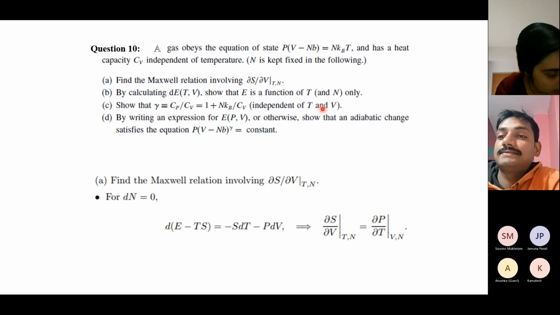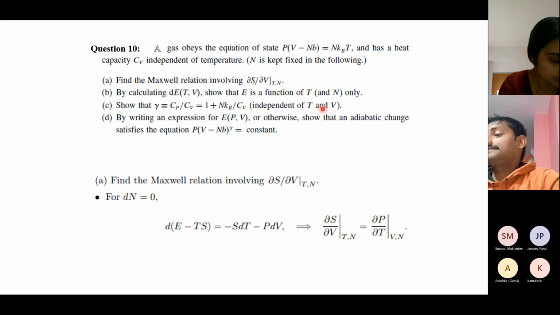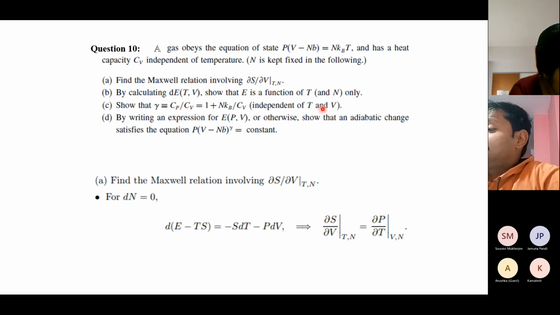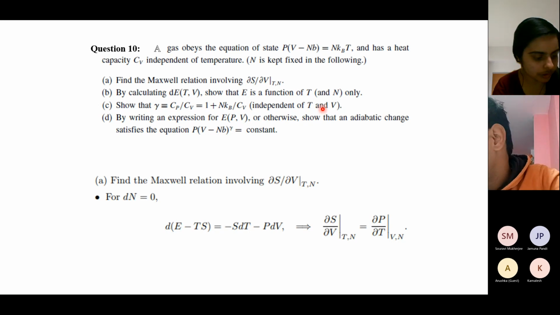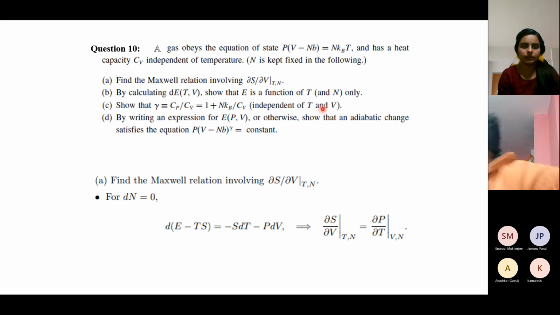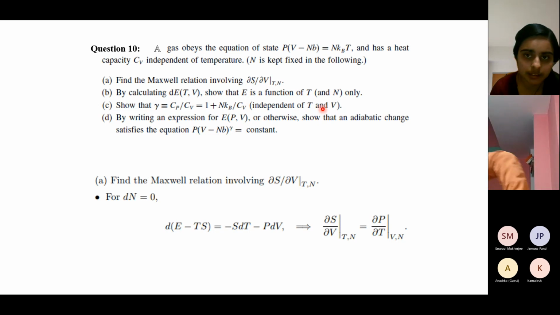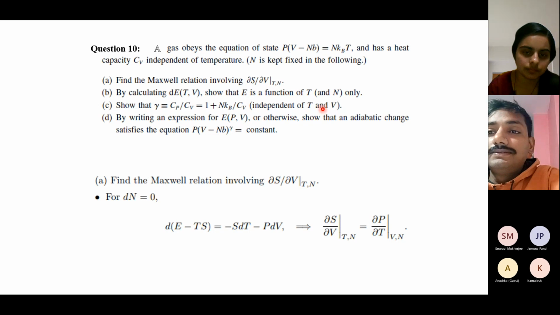Others are clueless, is it? Nobody is responding. What about Yamuna or Kamlesh or Anushka? What do you guys think? How to proceed with this problem to show that CV is independent of volume?